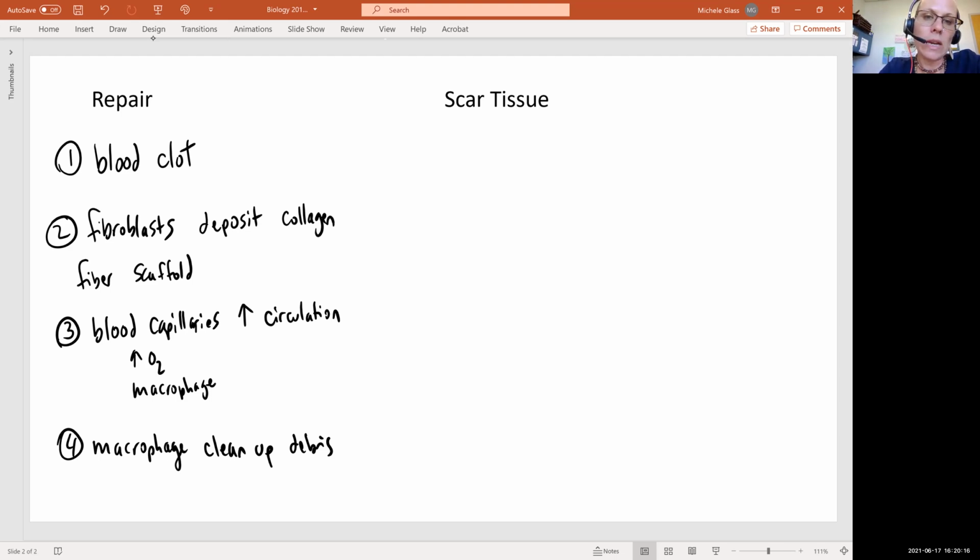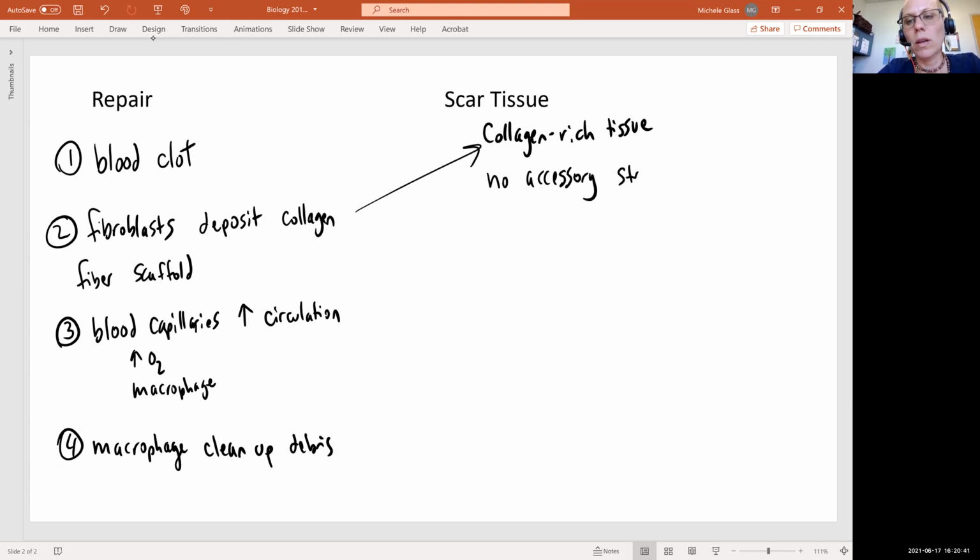And so what we'll see with a scar tissue is that you have a collagen-rich tissue. So you have an abnormal amount of collagen fibers that's coming when those fibroblasts did all that deposition of collagen fiber scaffolding. We have no accessory structures. Accessory structures would be hair and glands. So you're not getting sebaceous glands, you're not getting sweat glands built back in place. And you actually should have a reduced blood supply. I'm going to say reduced vascular tissue, which is why very often a scar tissue is going to have a different kind of coloration to the surrounding tissue.